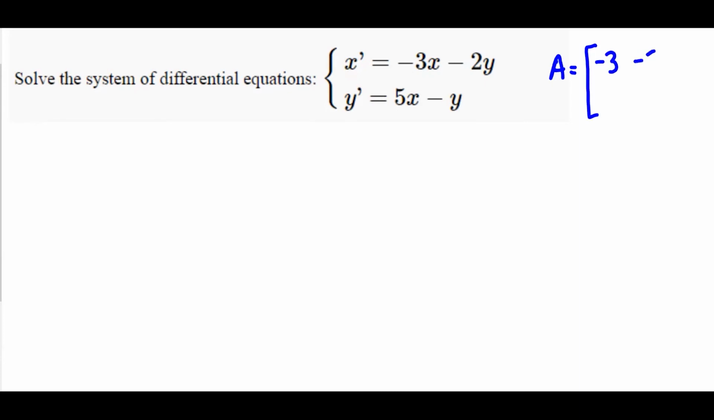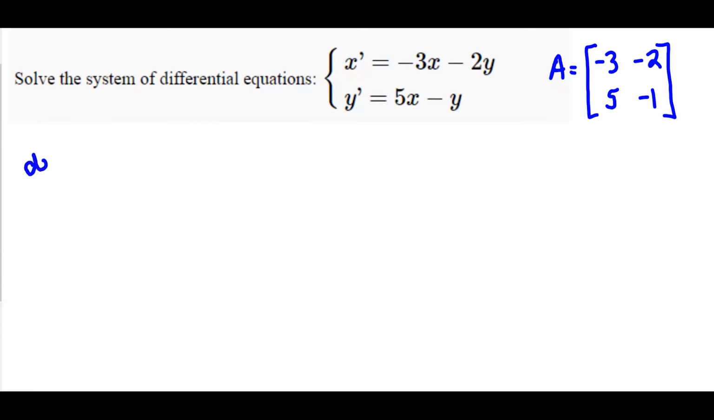-3, -2, 5, -1. So this system is x prime equals -3x minus 2y. y prime equals 5x minus y. So A is -3, -2, 5, -1. So we need to find the eigenvalues of A.